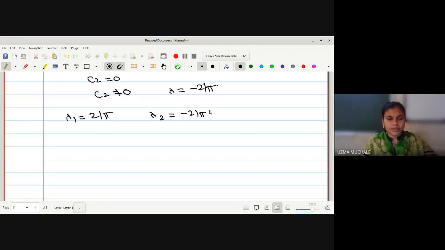Again, we have to work for equations A and B. That means first we have to put the value of lambda 1 in equations A and B simultaneously. Then we get some values of C1 and C2. And similarly, we have to put this value of lambda 2 in equations A and B. And again we get some values of C1 and C2. And correspondingly, we get the values of y1 and y2. Okay? Try to solve this and tell me the values.